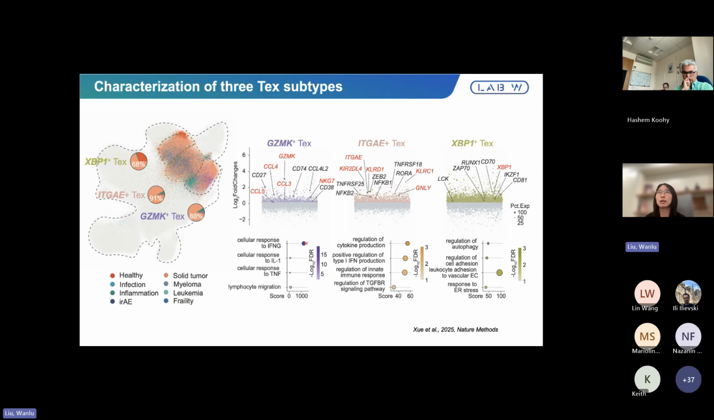These three T cell exhaustion subtypes have very unique features. For example, the GZMK subtype has GO terms enriched for interferon gamma, IL-1 or TNF, and also has chemokines like CCL genes upregulated along with the GZMK upregulation. For ITGAE, there is upregulation of cytokine production and type 1 interferon production, and also natural killer genes like KLR and KIR are upregulated. XBP1-TX has a response to ER stress with the upregulation of XBP1.